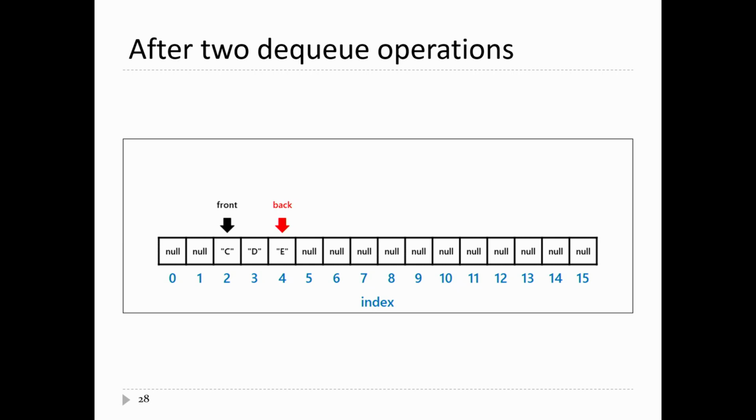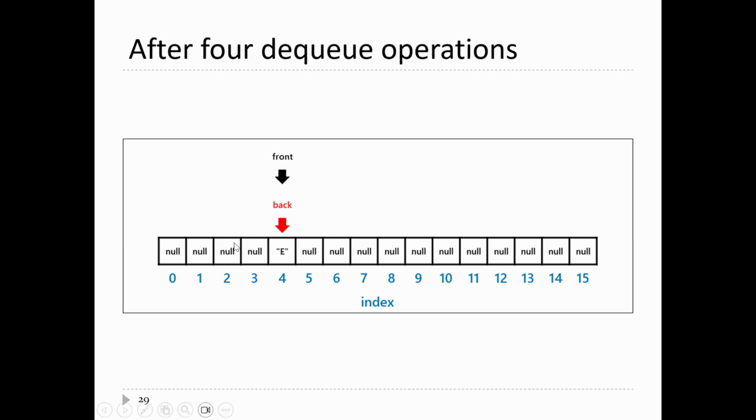Okay, so dequeue another element. To dequeue the B, we're going to remember what the B is. We're going to move front 1 to the right. We're going to set the element at index 1 to null, like that. Dequeue again. So remember what the C is. Set this to null. Move front 1 to the right.